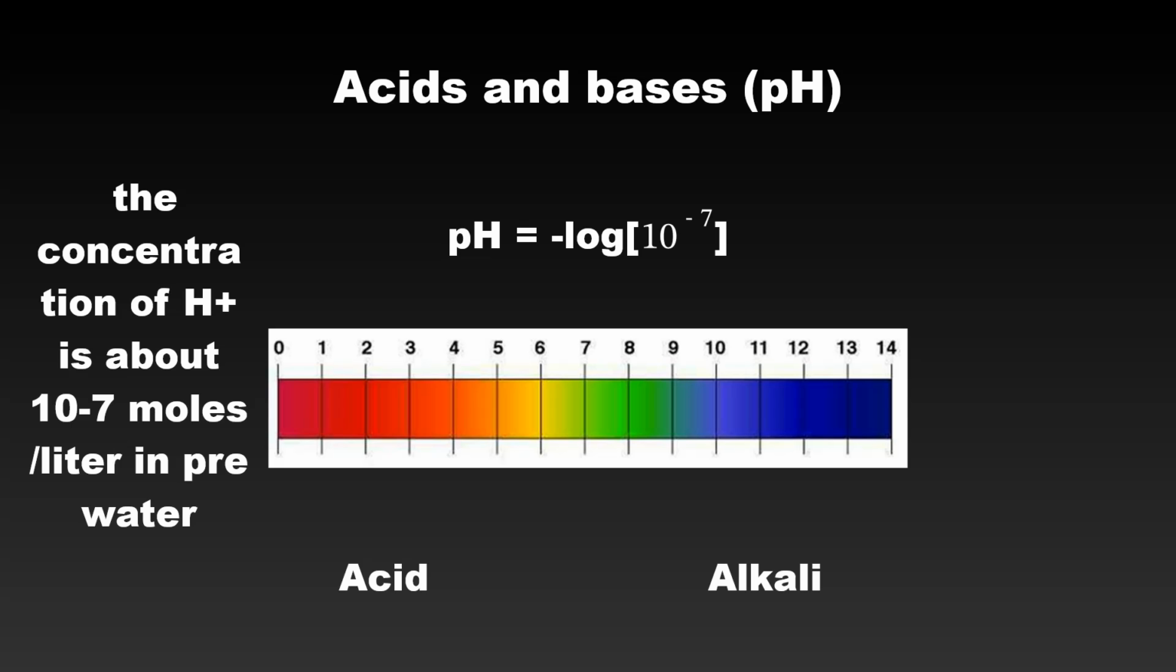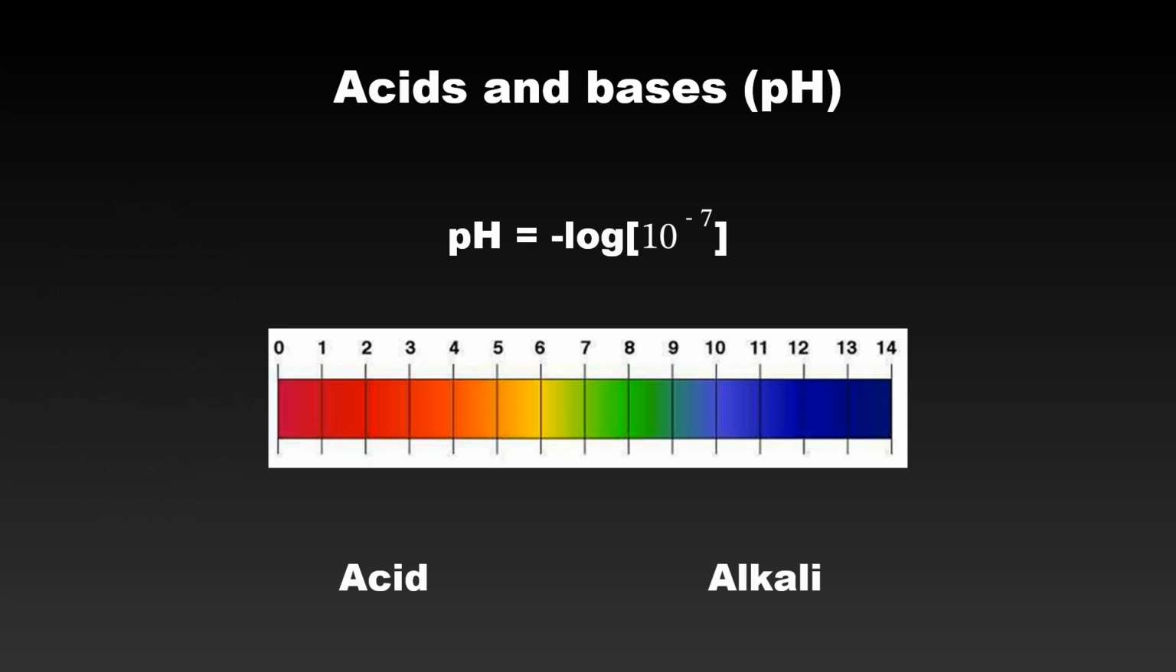Now if we add some positively charged hydrogen ions to our neutral solution, we increase the number of those in the solution. Therefore, you wouldn't have 10 to the minus 7 anymore. You would have, say, 10 to the minus 2 instead. And again, if we calculate the minus logarithm of 10 to the minus 2, you would have a pH of 2, so an acid.